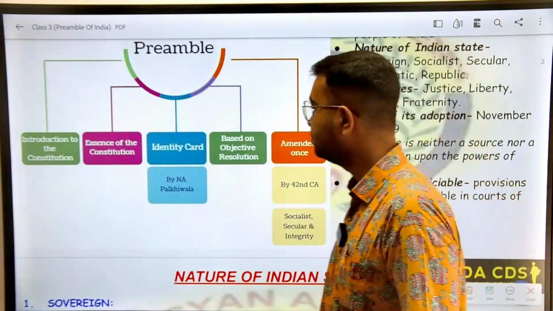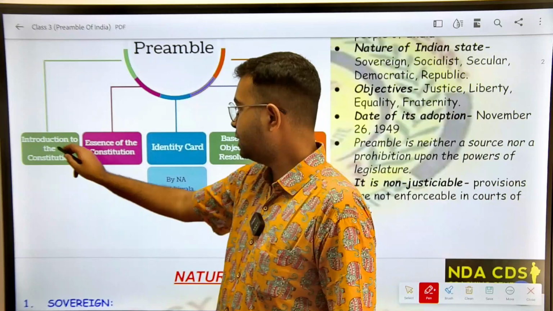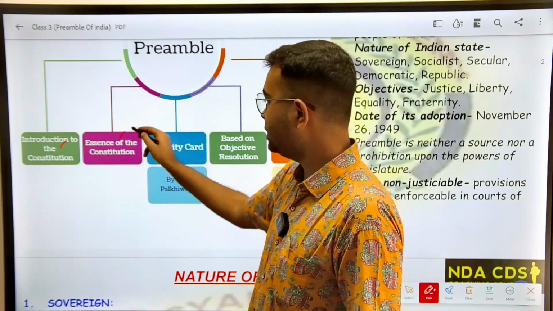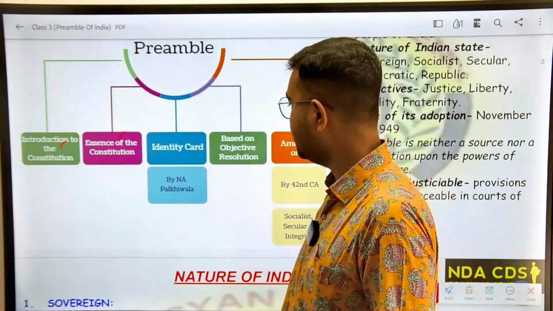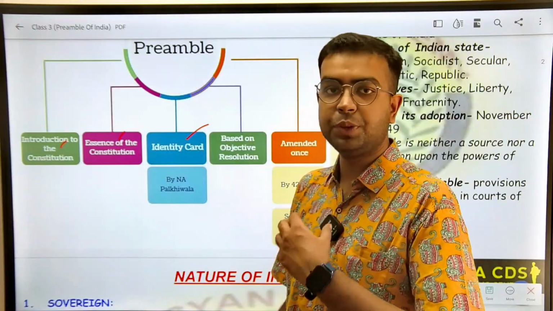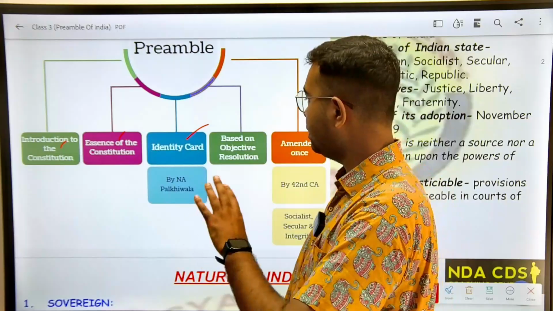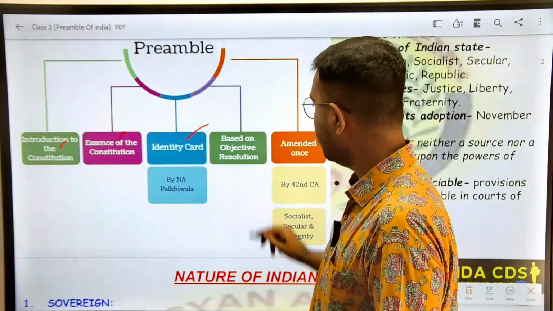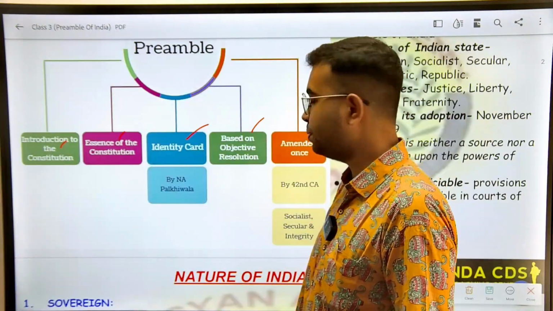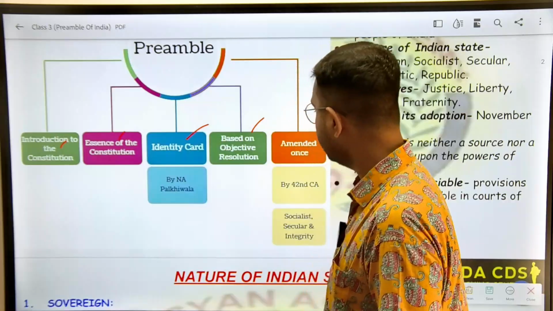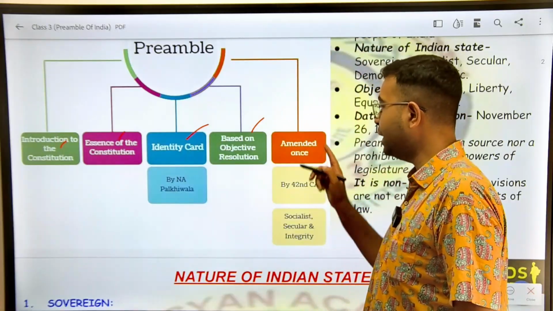Now, as I said, it is an introduction. It gives you the essence or the basic features of the constitution. It is like an ID card, because just like a human ID card, it will tell you what you are looking at, but it will not tell you the further detail. It was based on the objective resolutions passed by Pandit Nehru, and the preamble has been amended one time.